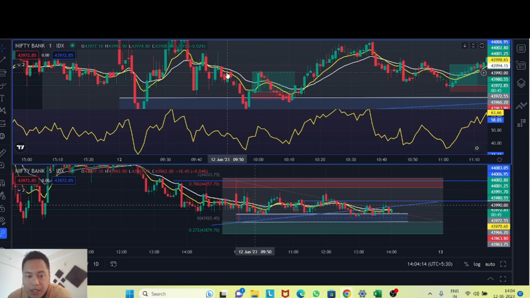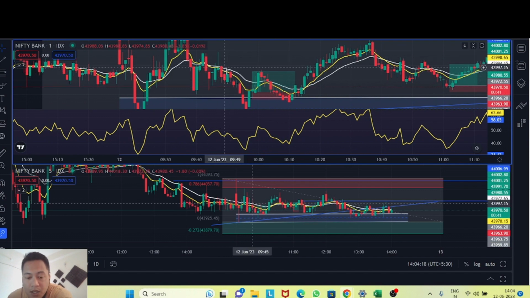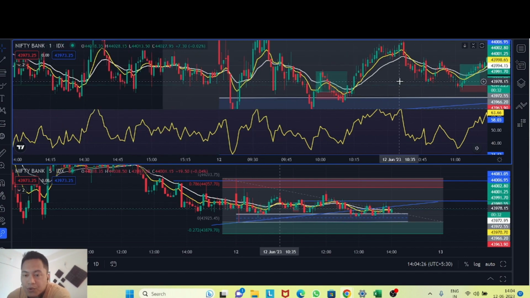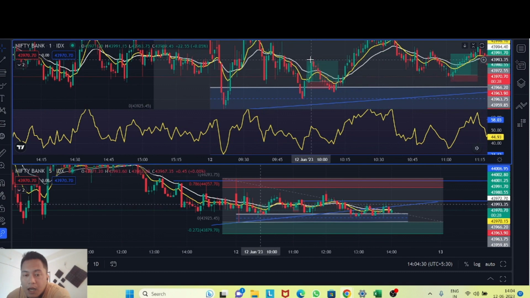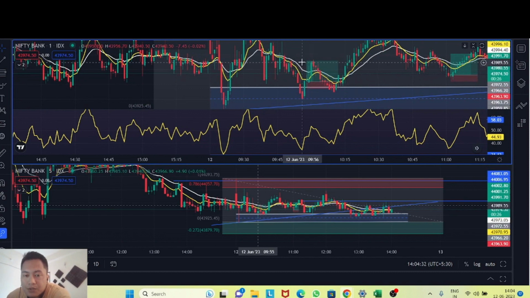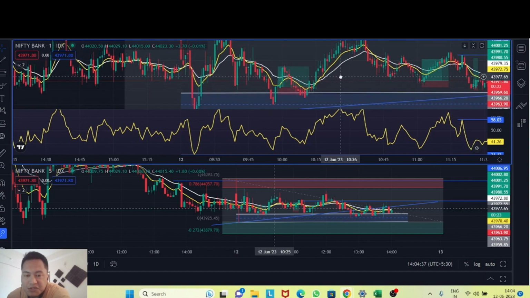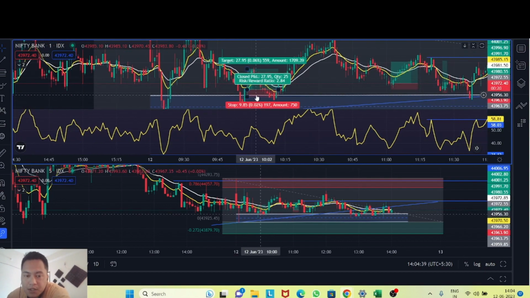My SL was somewhere below the low of this candle, and my trade profit would always be the recent swing high. There were lots of swing highs, this and this, but those are small time frame swing highs, so capturing this point was pretty good. I entered and captured this point, so that was my first trade, profitable. It didn't hit my SL.